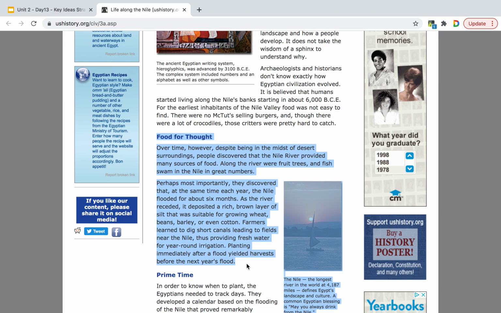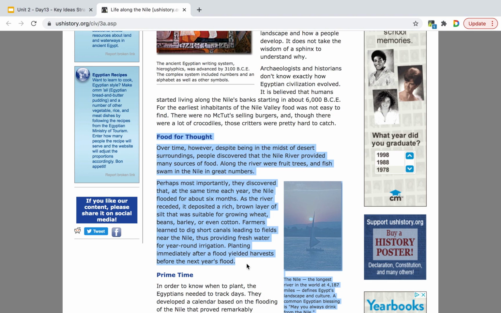So, when using the GIST strategy, once you have read a portion of the text, you want to stop and think, okay, what is this part about? This part is mostly about the Nile River. Now we want to think about what is the most important information about the Nile River.